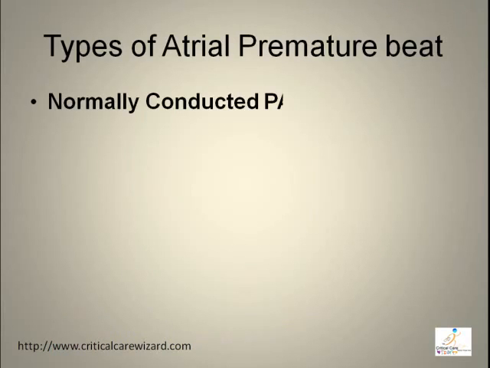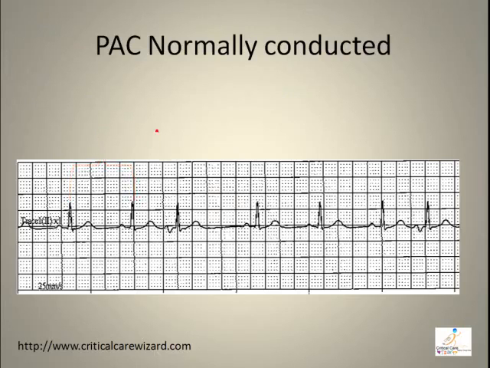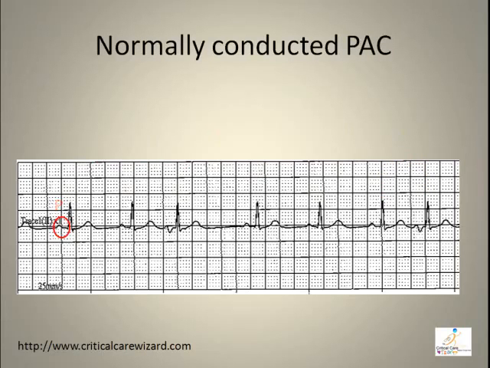There are three types of PACs: normally conducted PAC, non-conducted PAC, and the PAC with aberrancy. Feature of a normally conducted PAC: rhythm is irregular. Normally conducted PAC is a premature atrial beat with a recognizable P wave followed by a ventricular response and a non-compensatory pause.